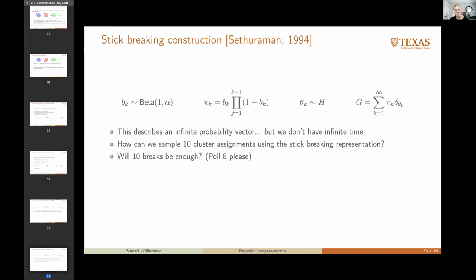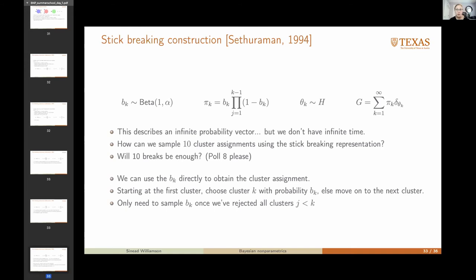To see that as the case, we could sample the first break at 0.01, the second break at 0.01, the third break at 0.01, very unlikely, but it could happen. And then the 11th break at 0.99, right? Then the most popular cluster is going to be that 11th cluster. So while we are going to only have at most 10 clusters, they're not necessarily going to correspond to the first 10 components. Which sounds disappointing. Maybe we still need to do the infinite sequence. But in practice, it's not going to be that big a deal.